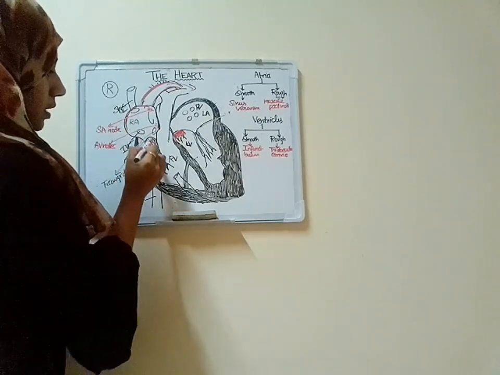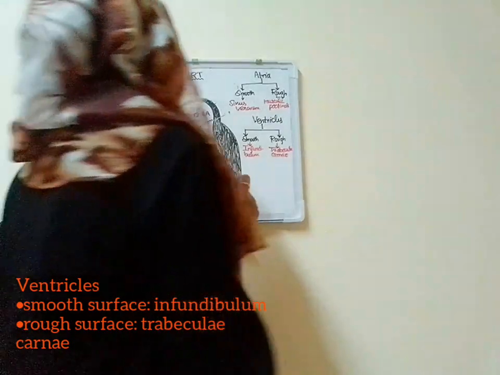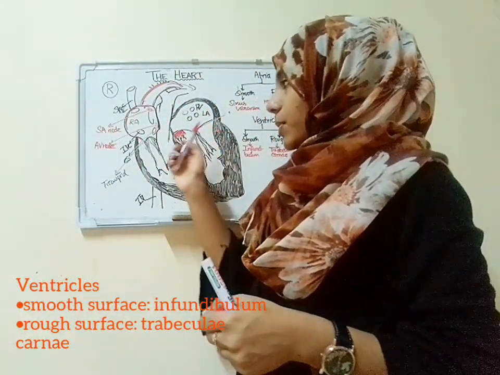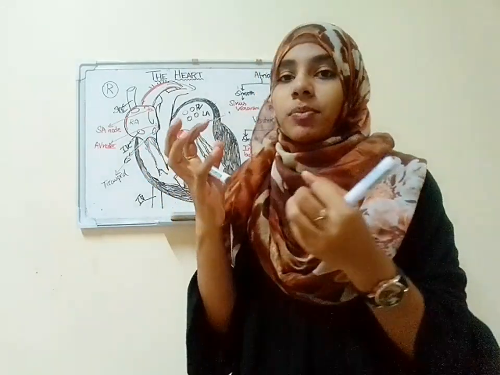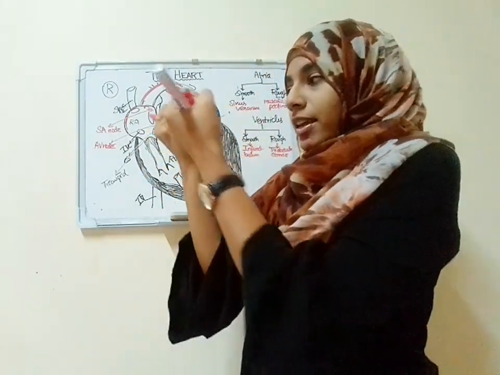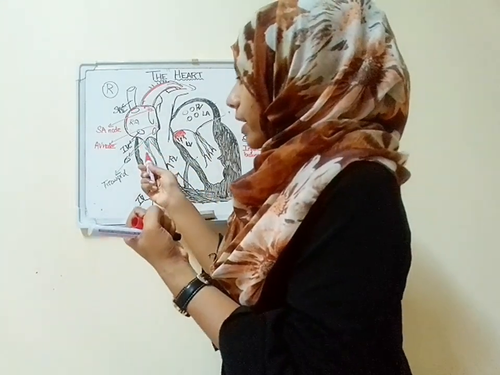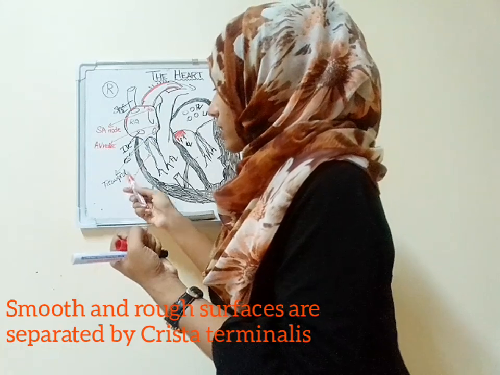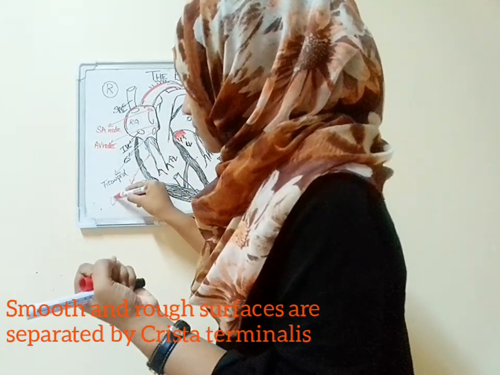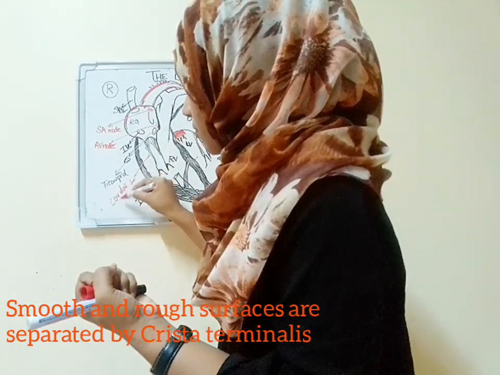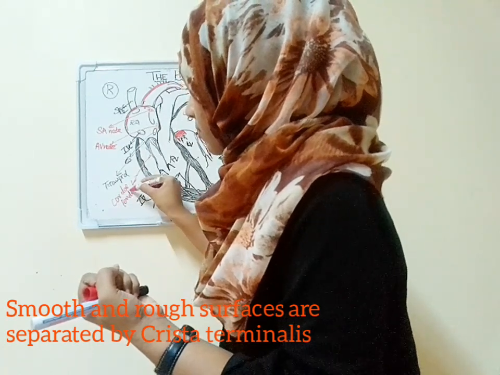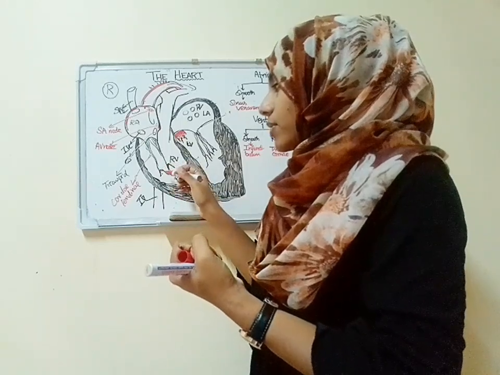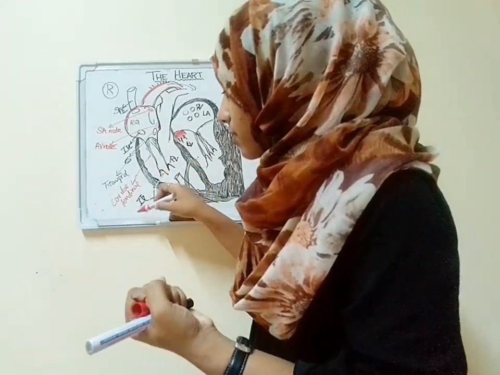As you see, these are the cusps which I described as the tricuspid valve and bicuspid valve. For the pulling mechanism, there are cords attached to these cusps called chordae tendineae. These are the cords attached to the cusp, and they are attached to the muscles in the ventricle, which are called papillary muscles.